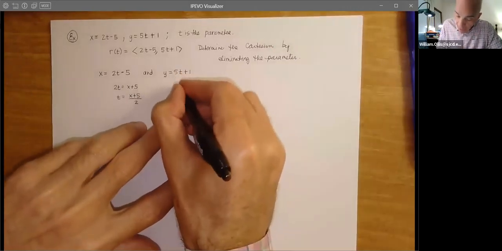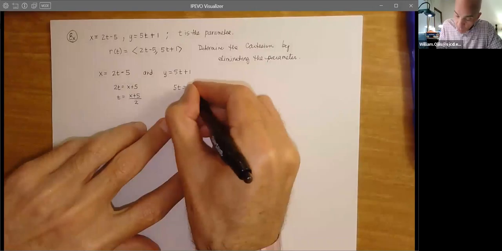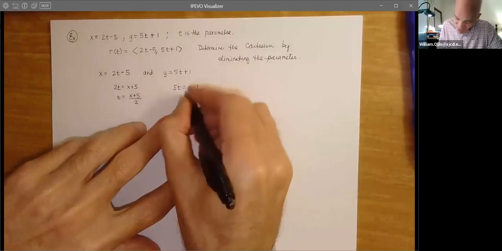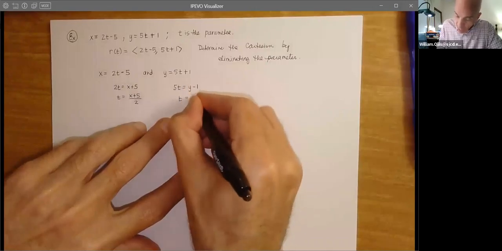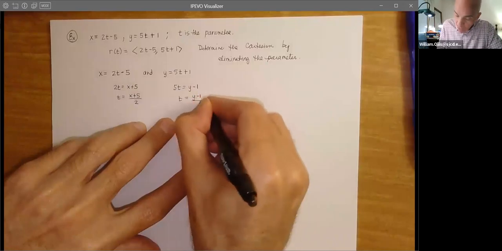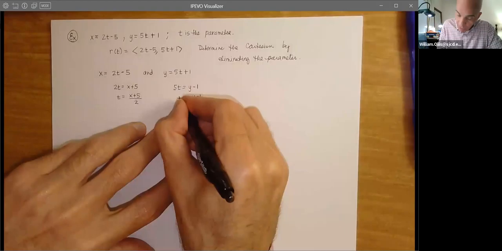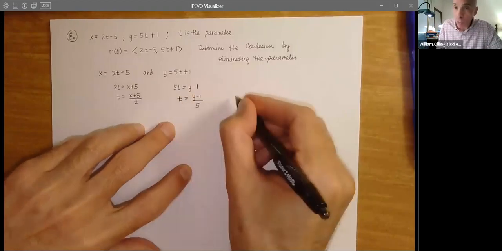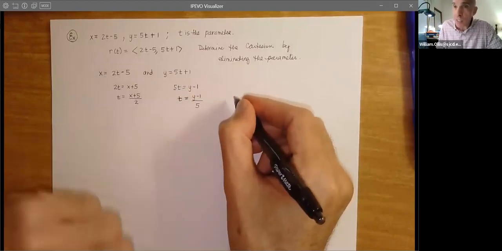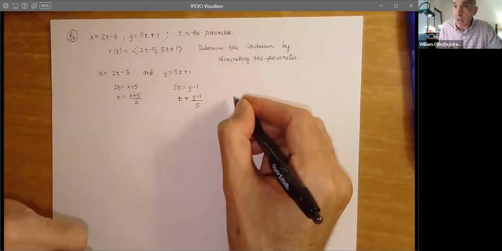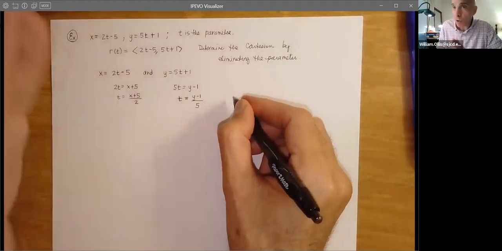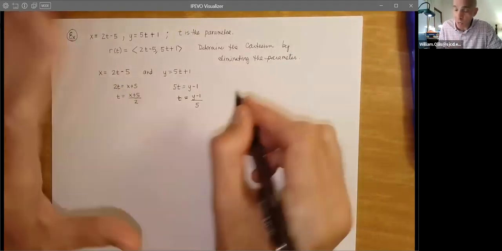So we have what? 2t equals x plus 5. So t is just x plus 5 divided by 2. Just simple algebra. Do the same here. 5t equals y minus 1. So t equals y minus 1 divided by 5.